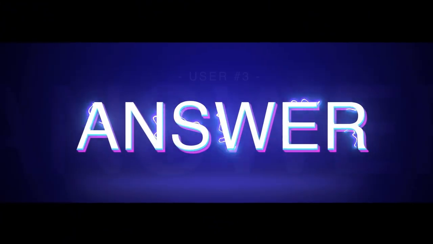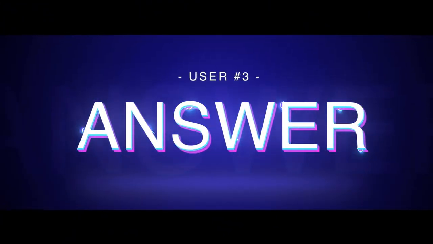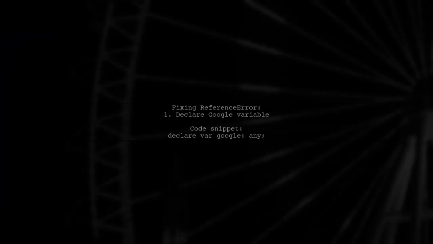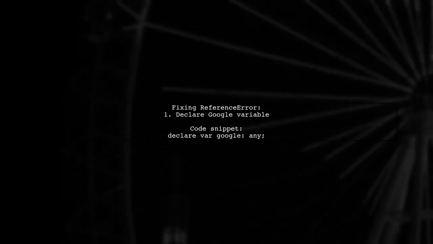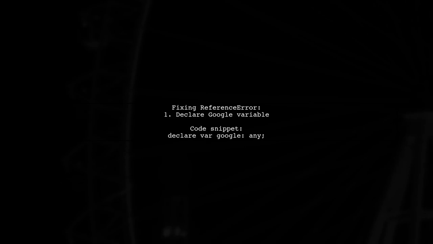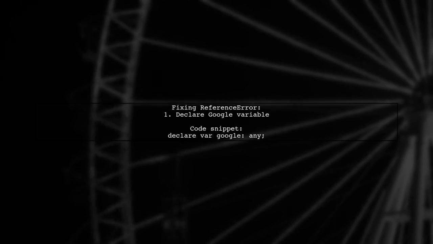Let's now look at another user-suggested answer. To resolve the reference error with Google Maps in PrimeNG GMap, you need to declare the Google variable at the top of your component. This simple addition will fix the issue.